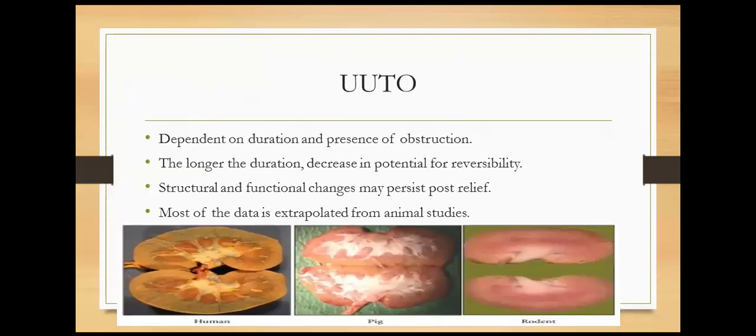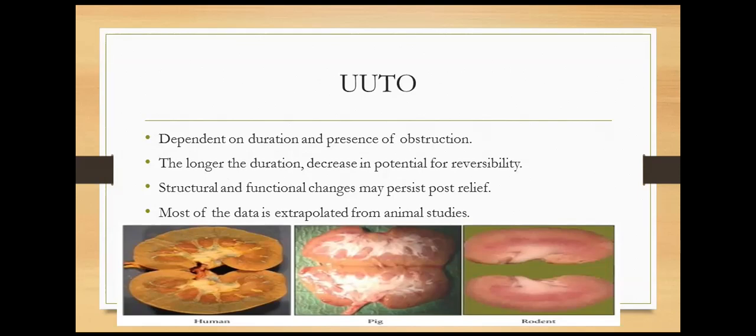In terms of unilateral ureteric tract obstruction, as I've said, duration is the key factor: the longer the duration, the lower the potential for reversibility of tubular regrowth or repopulation. We see that structural or functional changes may persist post-relief. So it's very important for colleagues to be mindful that there are time markers that offer an opportunity to reverse disease and regain function, and certainly structure, which we'll go into more as we continue to talk.